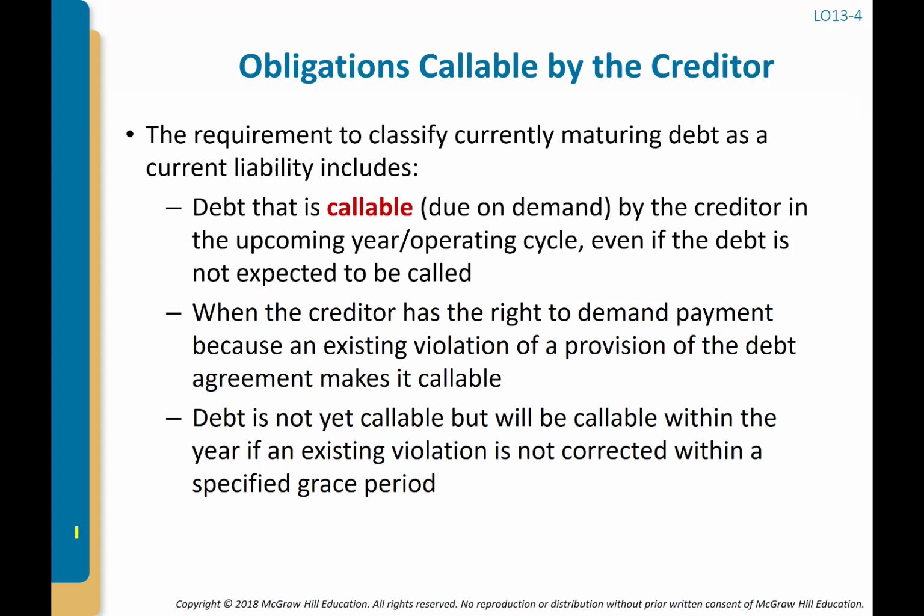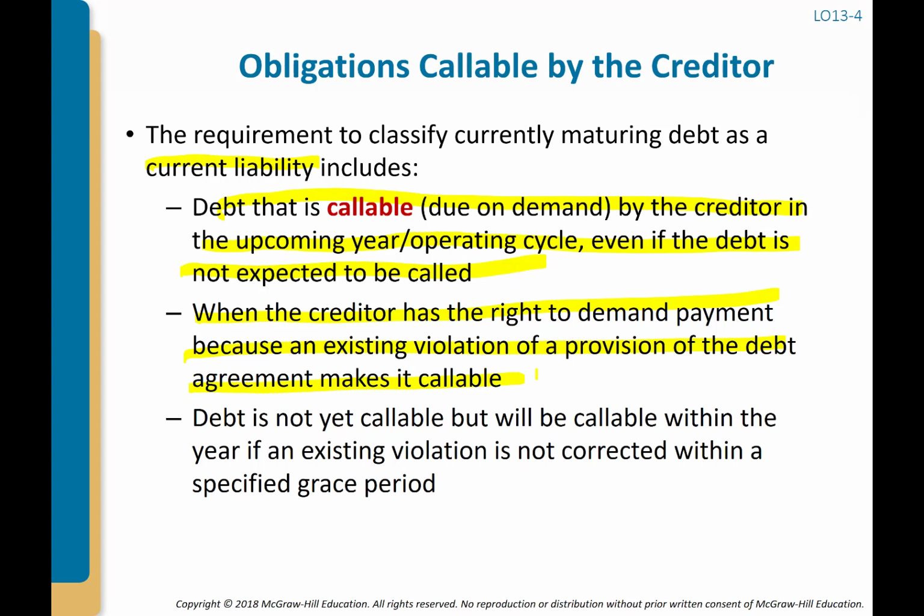Okay, so debt that is callable by the creditor in the upcoming year, even if the debt is not expected to be called, will have to be treated as a current liability. And the point here is these are current liabilities. Okay. Debt, when the debtor has the right to demand payment because of an existing violation of a provision of the debt agreement, makes it callable, then we have to put it into the current liability category. So here, just the fact that they have the option to call it causes it to be a current liability, right? For this second bullet, what's happened?